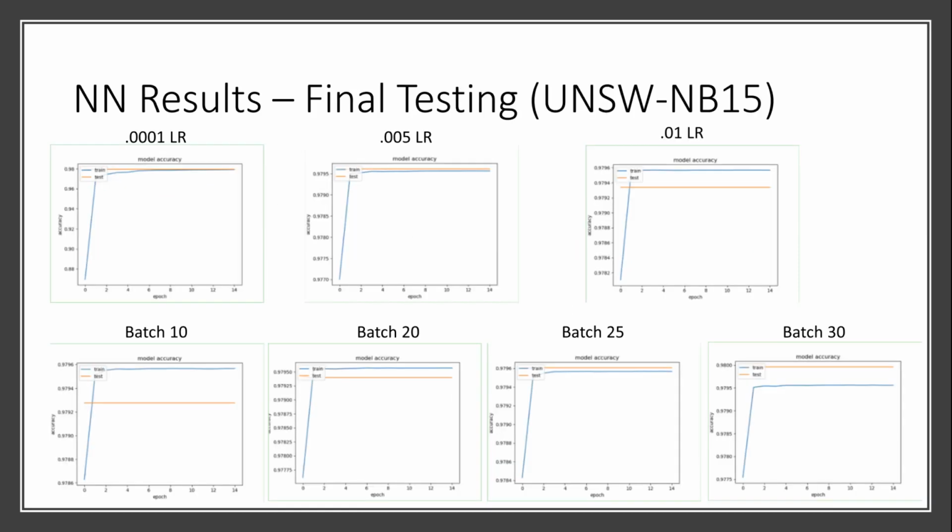Final testing on the UNSW-NB15 dataset is as follows. We tested 3 learning rates and 4 batch sizes for the UNSW-NB15 dataset. As you can see in the graphs above, the higher the learning rate, the bigger the gap between the training and test accuracies. In the graphs below, you can see that the lowest and highest batch sizes also produce a gap between the training and testing accuracies. The 1/10,000th learning rate and the batch size of 25 was chosen as the best parameters for the UNSW-NB15 dataset.